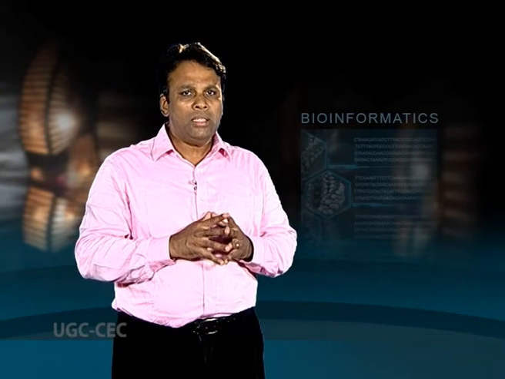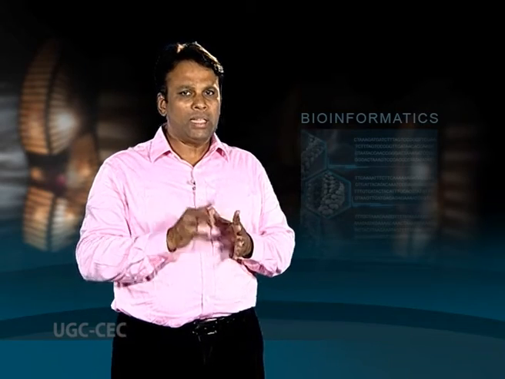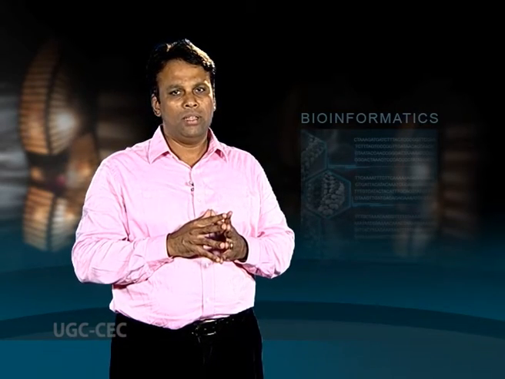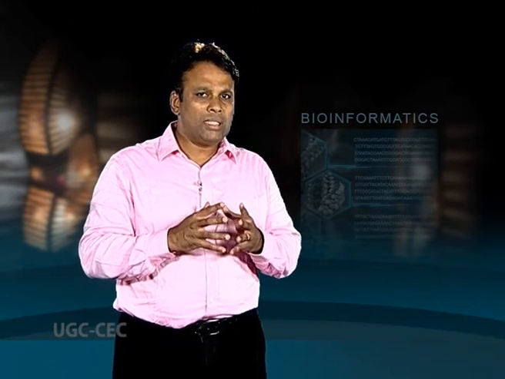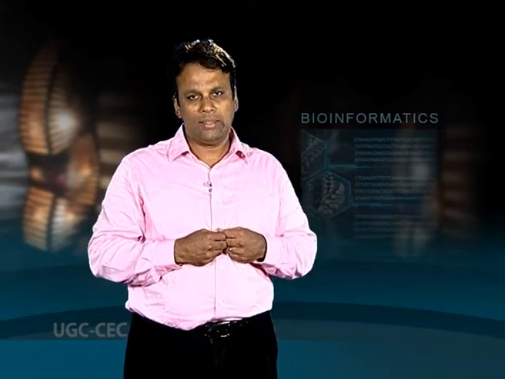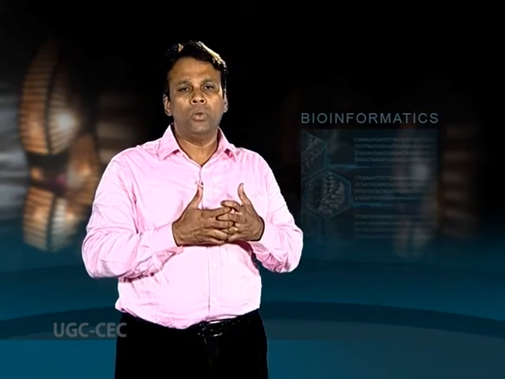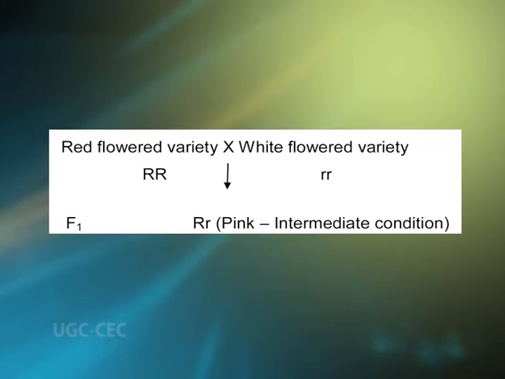When we examine Mirabilis jalapa, there are 3 colors of flowers: red, pink and white. This is the result of interaction among the genes. These interactions include incomplete dominance. Here, a red-flowered variety, represented by capital R, and a white-flowered variety, represented by small r, were crossed, and the F1 progenies all produced pink color.